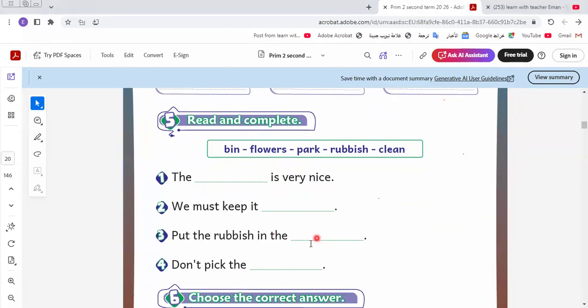Okay, the park is very nice. What is very nice? It will be here: the park. We must keep the park, as we know from the text, clean. We must keep it clean. Put the rubbish in what? In the bin. You are clever pupils. I'm listening to you saying bin. You are clever pupils, and you are concentrating with me in this video.